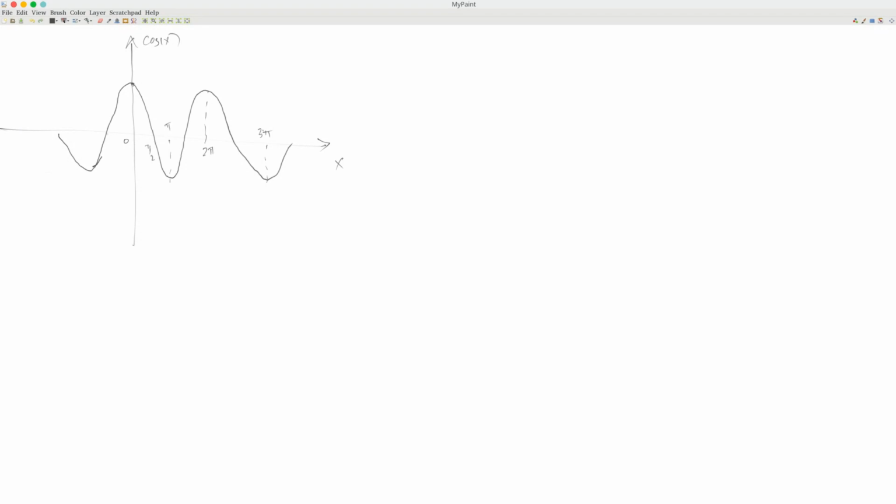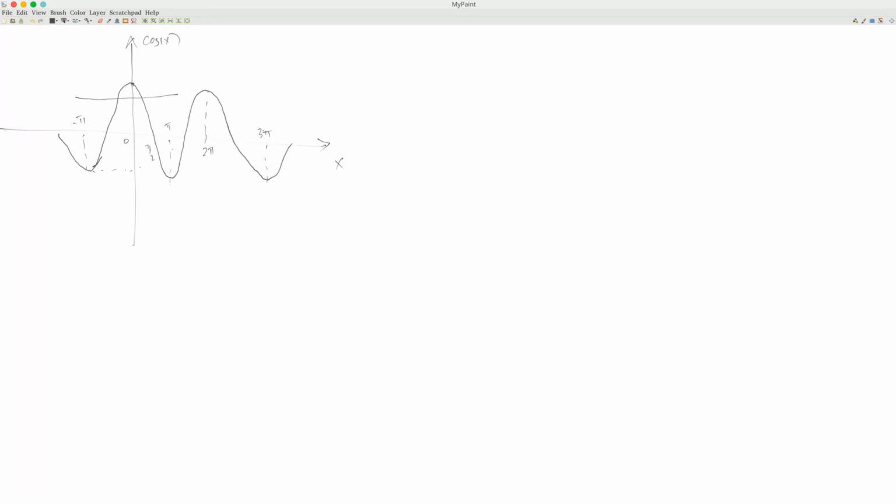So if I have negative pi, and I draw a horizontal line such as that, it is going to touch at 2 different points, and it is not interesting. It doesn't pass the horizontal line test. You cannot have an inverse.